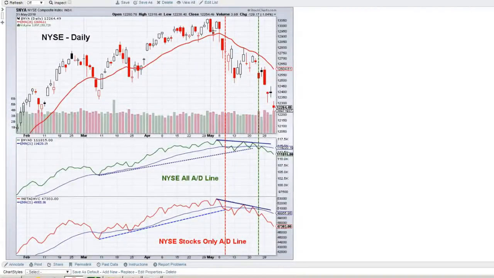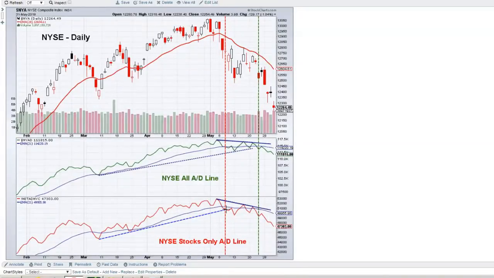They were mostly hit early in May, and so this first red line, you can see, let me tell you what this is: the NYSE Composite with a 20 period EMA. Down below we have the all AD line, similar to the one you're looking at in the Navigator platform, with a 21 period moving average. And down below that in red, you have the stocks only AD line with its moving average.